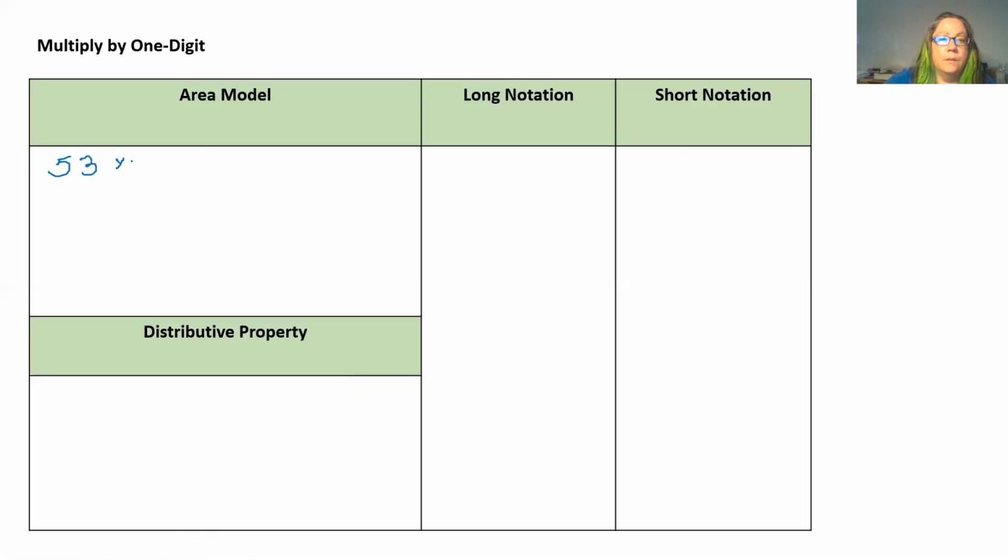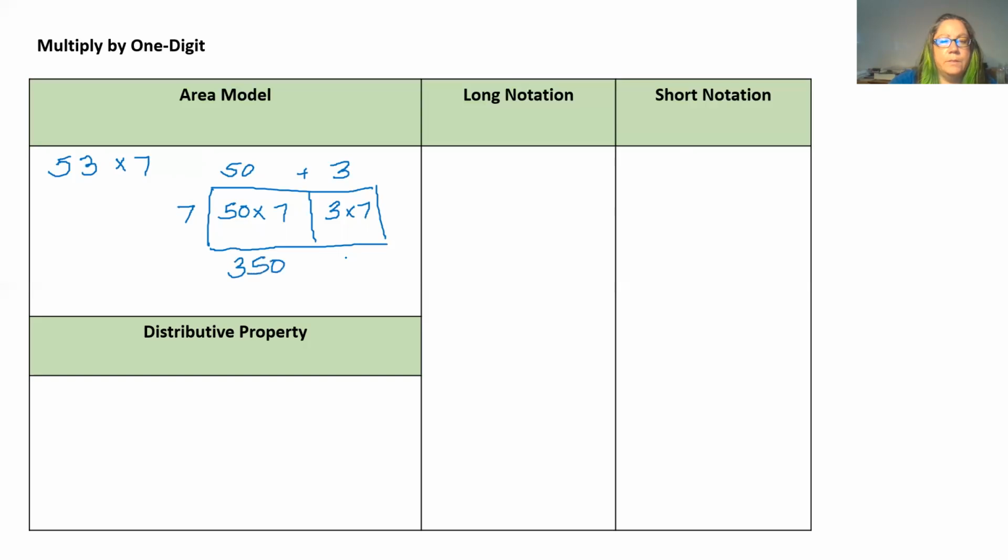All right, next problem, 53 times 7. So I'm going to draw my rectangle. I'm going to write my expanded form on top and my 7 on the side. Plus sign, break it into parts. 50 times 7, 3 times 7. This equals 350. This equals 21. Copy the plus sign. 371 is my answer.